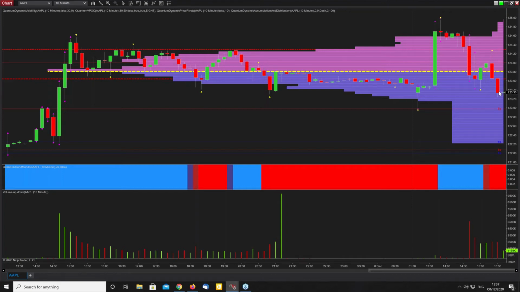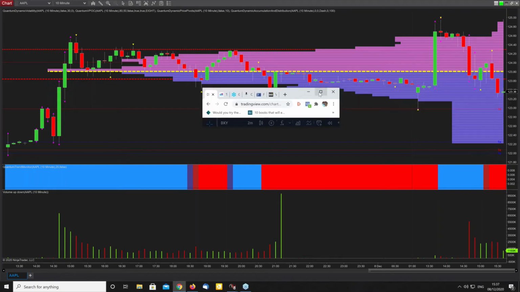I'm just looking across onto TradingView. I'll just pull this over for you because this has got the dollar up in multiple time frames.